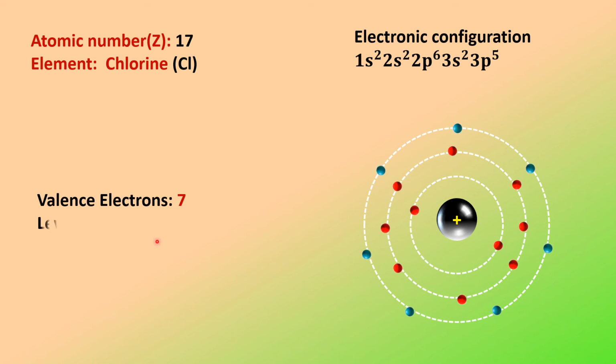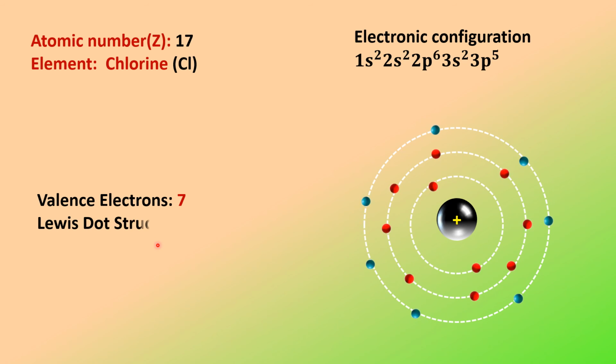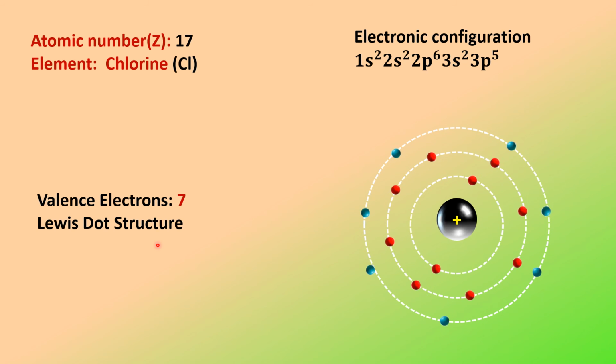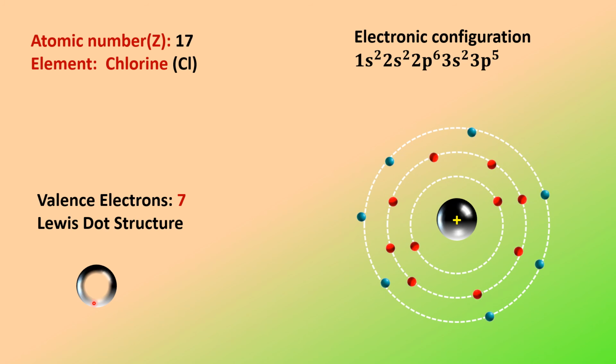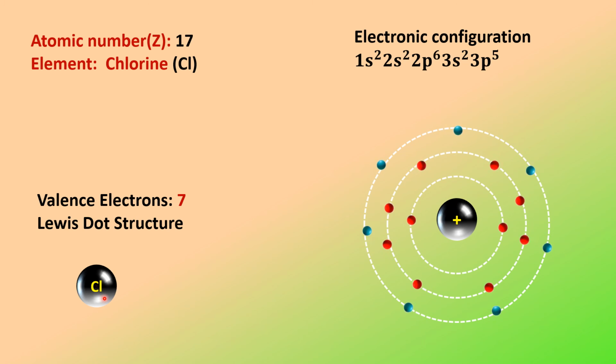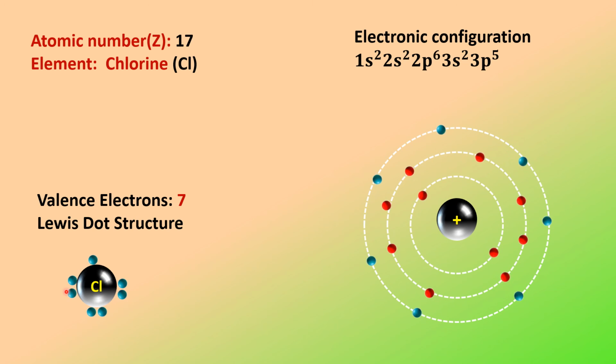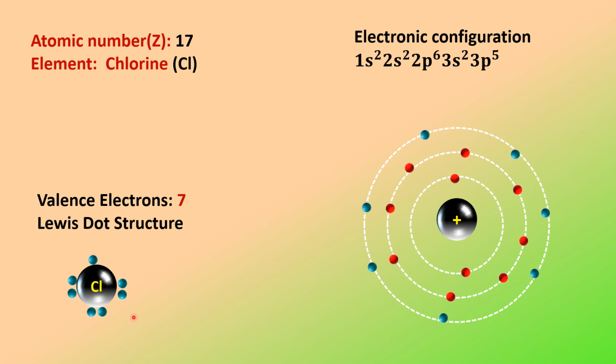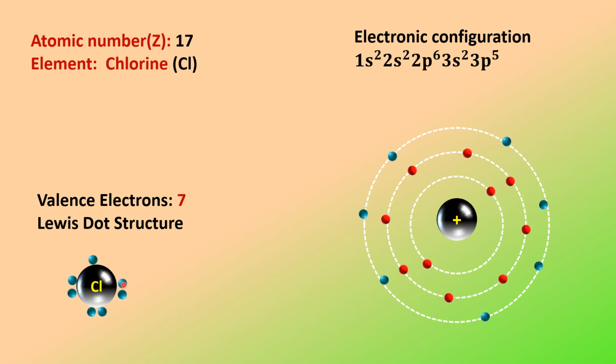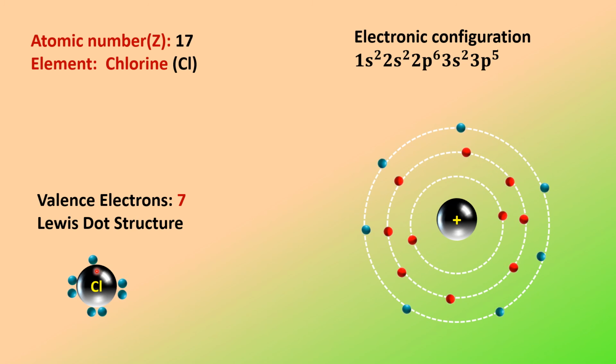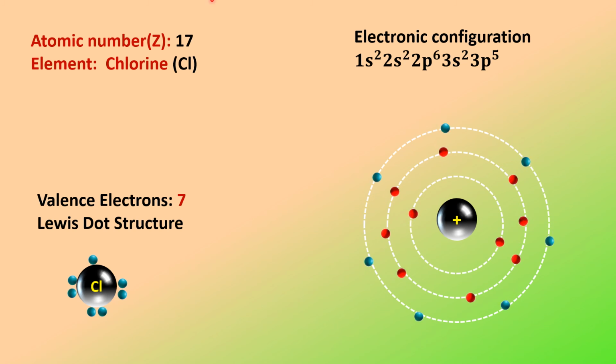Now we'll write the dot structure for chlorine. This is the chlorine nucleus, and these are the 7 valence electrons which we have taken to write the Lewis dot structure. Now we'll see the next element.